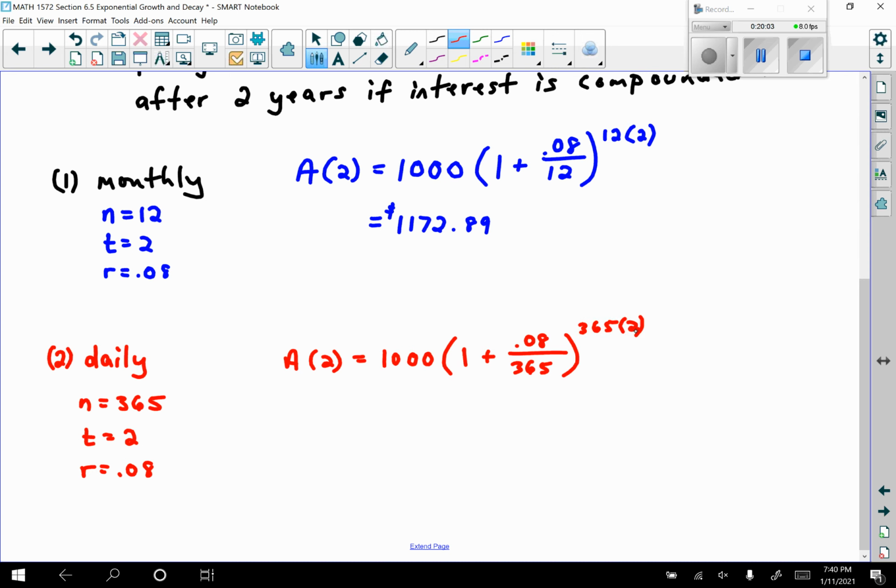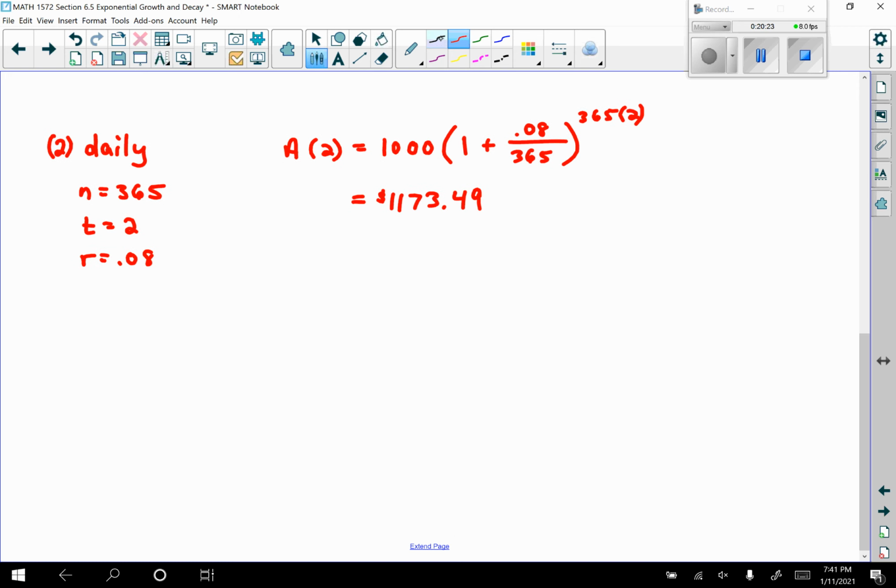So again, pause the video, go ahead and calculate that. And if you're noticing, it's not much more money. This is giving us $1,173.49. And then the third is continuously.